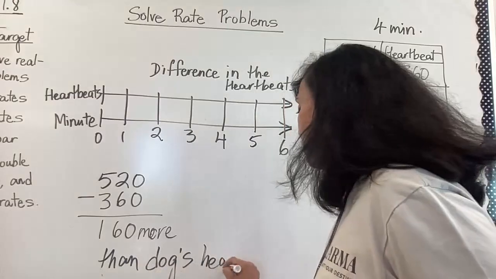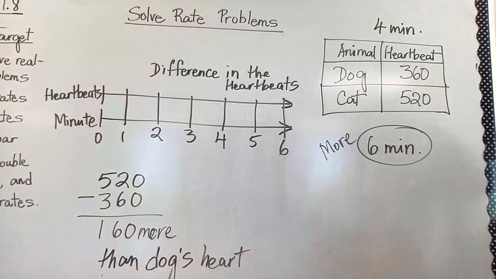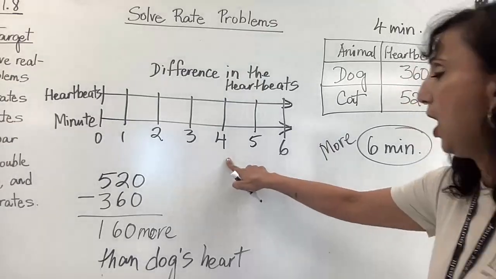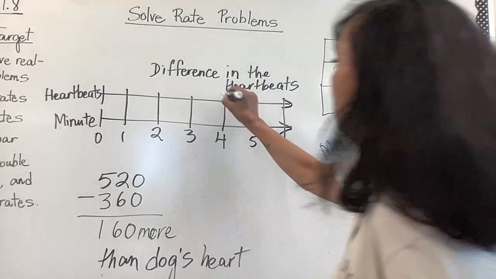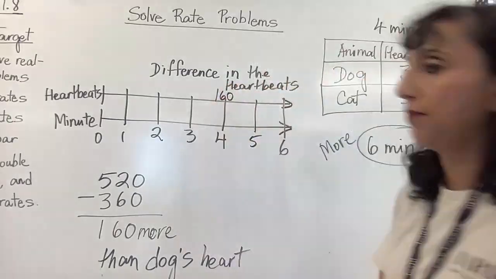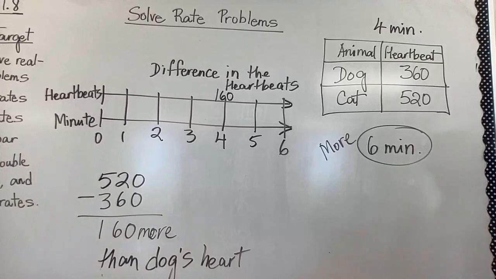All right, so once we have looked at this one, we've drawn a double number line to represent the difference, and we are going to use scaling to find the unit rate. So we said that in 4 minutes it is how much? It is 160. So I'm going to put 160 over here. That's the difference between them.